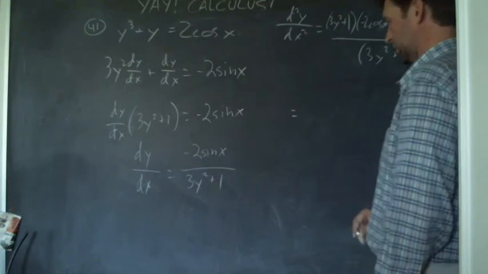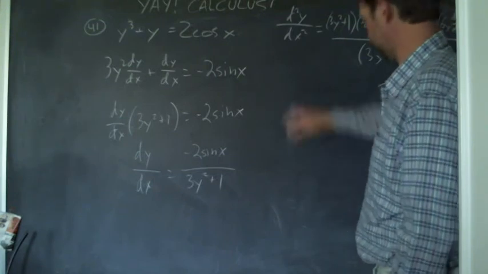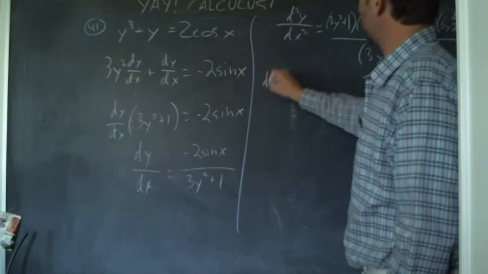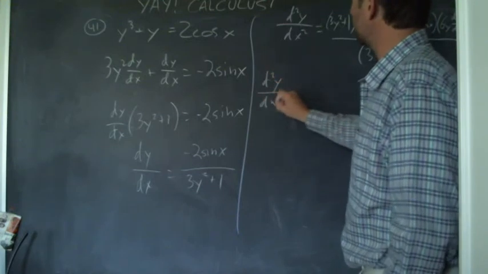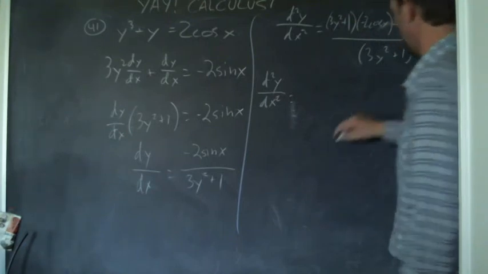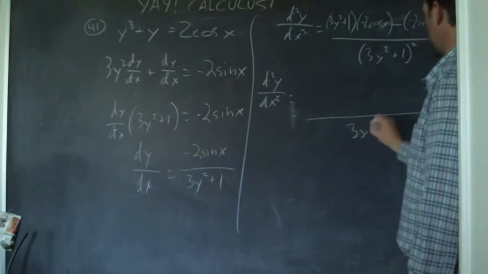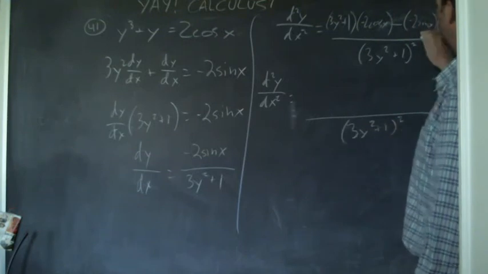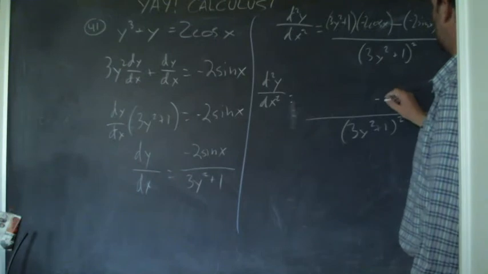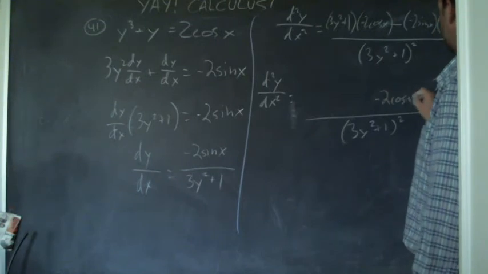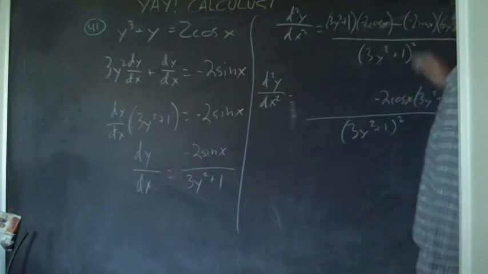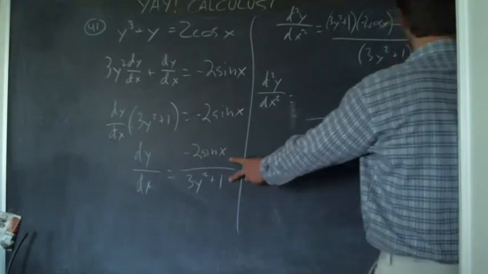Looks a little painful, but we'll do it. Probably need a little more room though. Let's split this off. It's easier to see. So we have d squared y dx squared. So this will go positive. This is still 3y squared plus 1 squared on the bottom. I'm going to put this one first and this one second. This one doesn't change, so we'll go ahead and do minus 2 cosine of x times 3y squared plus 1. That just stays over there. This will go positive.